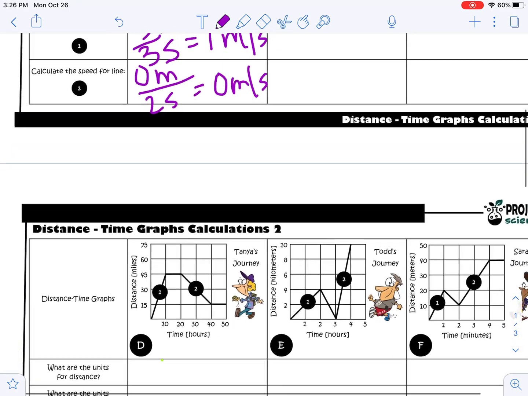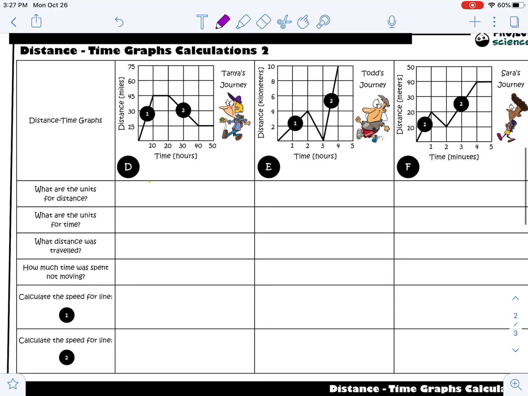All right, so let's take a look at number D. Let's just shoot for this one. What are the units for distance? That's going to be our y-axis, and that's going to be miles in this case. What are the units for time? That's our x-axis, and that's going to be hours in this case. If you're able to identify the units and also identify where a graph is not moving, that would be a really good thing for you to accomplish before we go over these together.